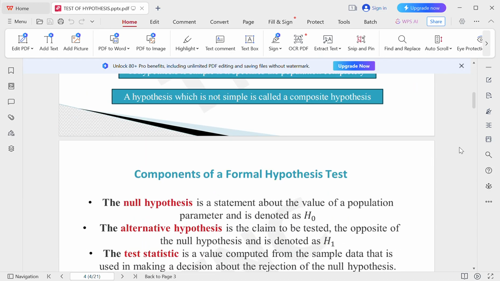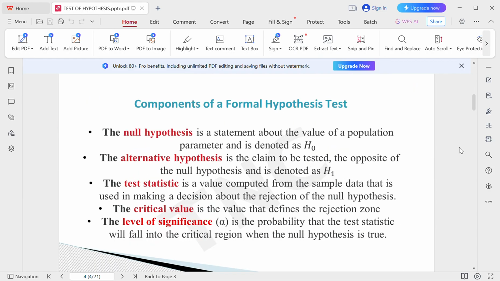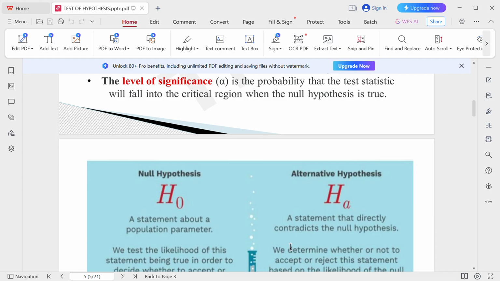Components of formal test of hypothesis: null hypothesis, alternative hypothesis, test statistic, critical value, level of significance. Null hypothesis. Null hypothesis is a statement about population parameter. Parameter means the characters of population, that is mean, median, standard deviation of population. So H0, null hypothesis, is a statement about population parameter.